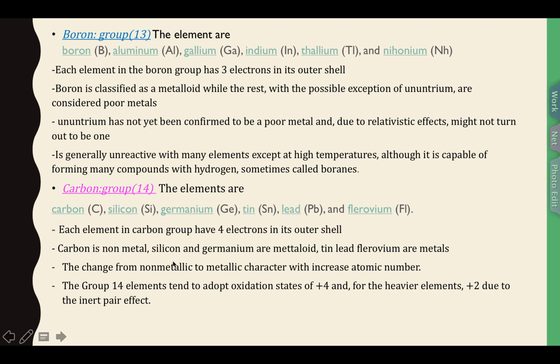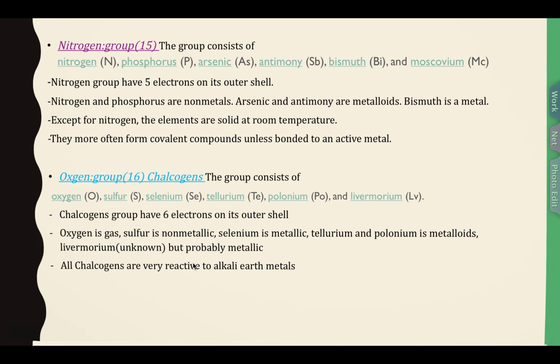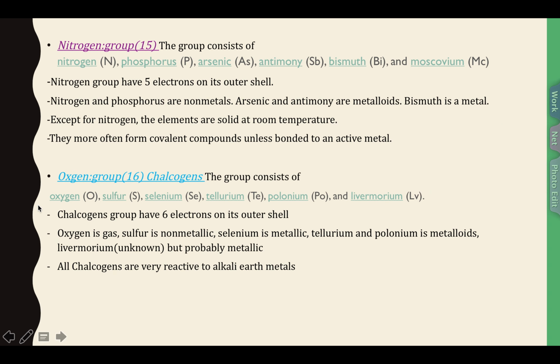The group 14 elements tend to adopt an oxidation state of +4, which is the number of outer electrons, as we said. For heavier elements it is +2, because of the inert pair effect. Okay, the next groups are the nitrogen and oxygen groups.